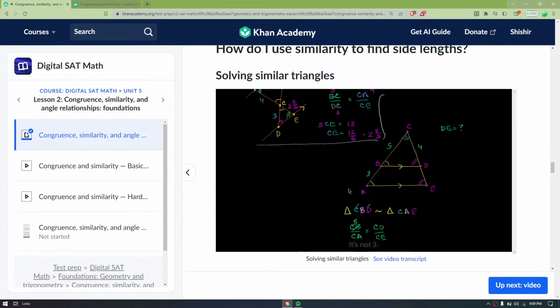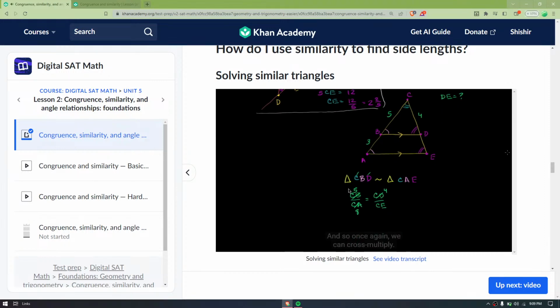And we have to be careful here. It's not 3. CA, this entire side, is going to be 5 plus 3. So this is going to be 8. And we know what CD is. CD is going to be 4. And so once again, we can cross multiply. We have 5 times CE is equal to 8 times 4. 8 times 4 is 32. And so CE is equal to 32 over 5. Or another way to think about that, 6 and 2/5.